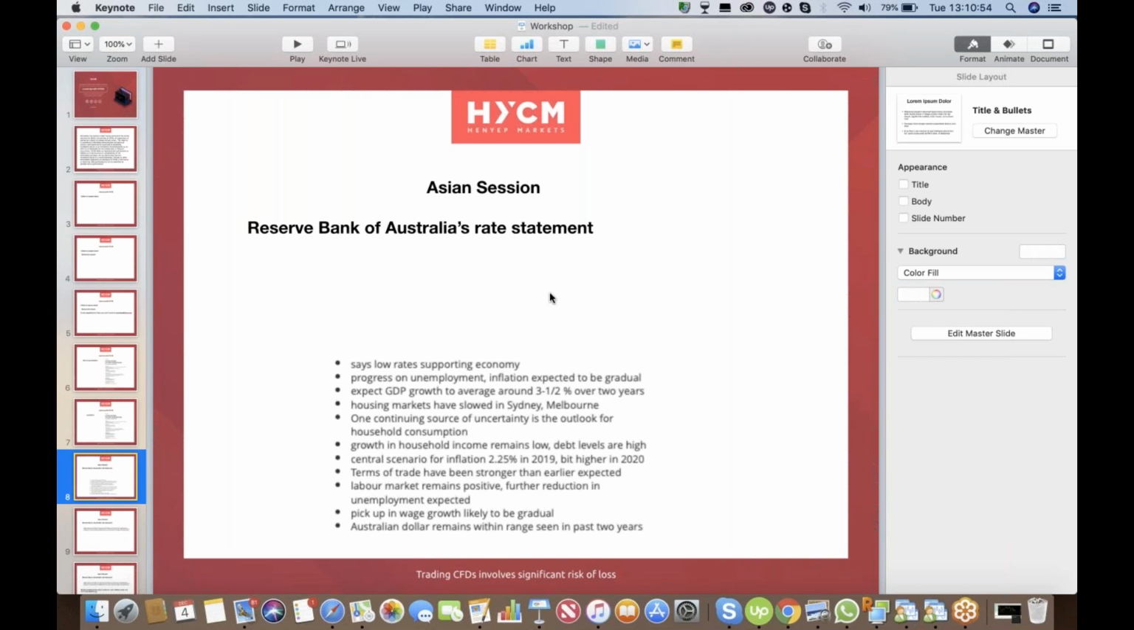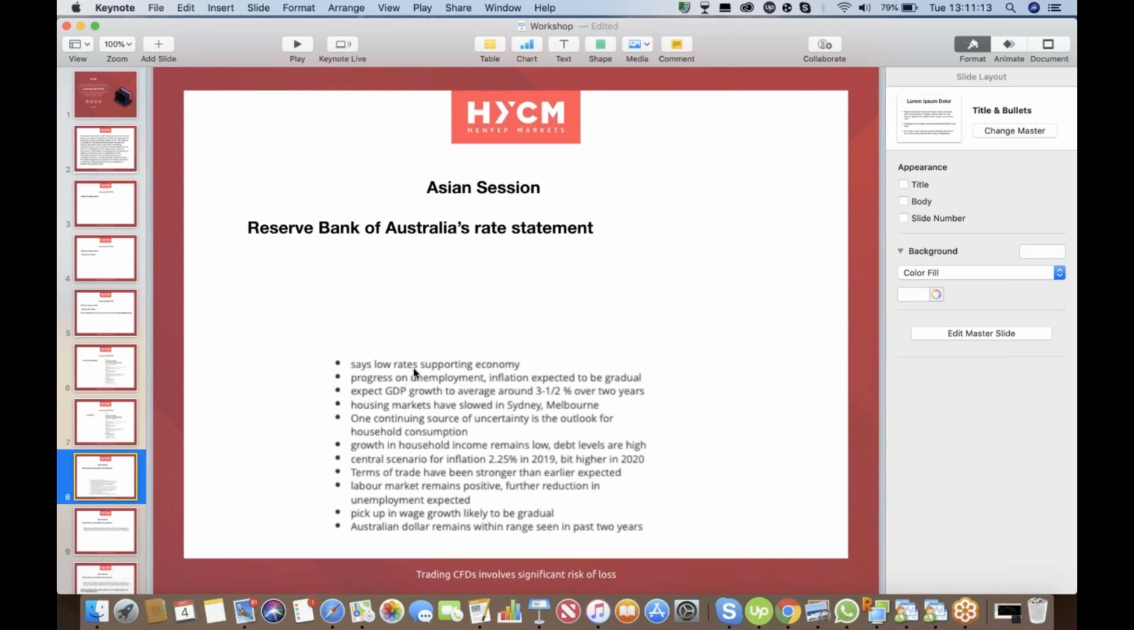And that is exactly what they've done, unchanged at 1.5%. And you can go onto the Reserve Bank of Australia's central bank website and read Governor Lowe's statement there on the website. I suggest you do it. And these are just some of the highlights from that statement.